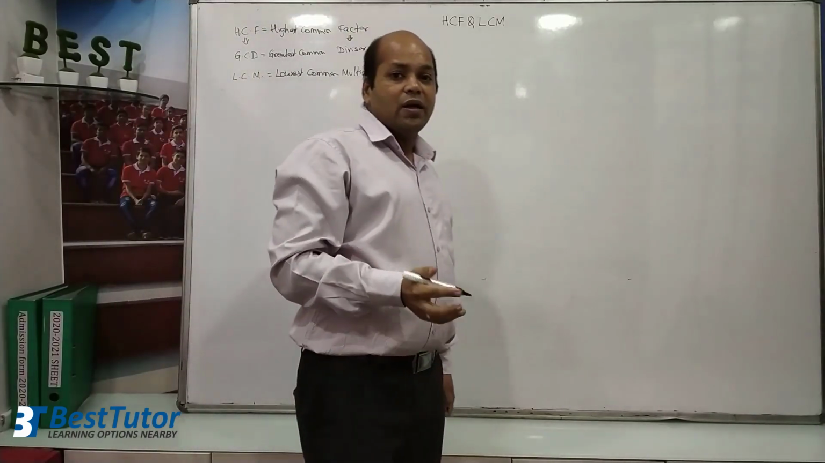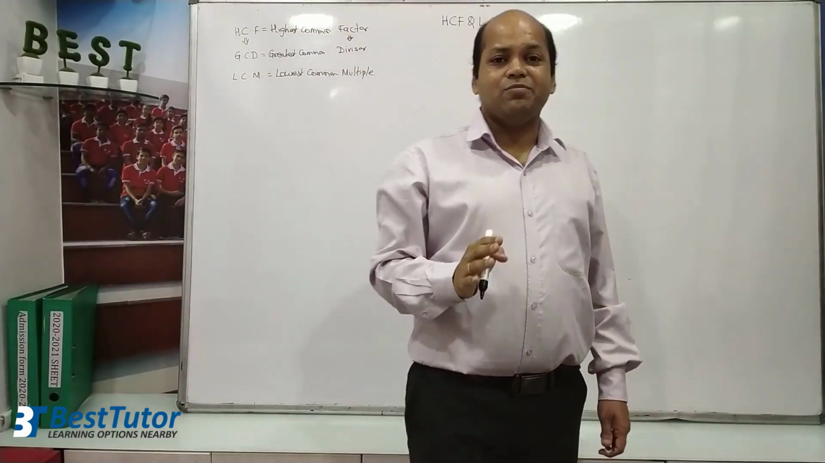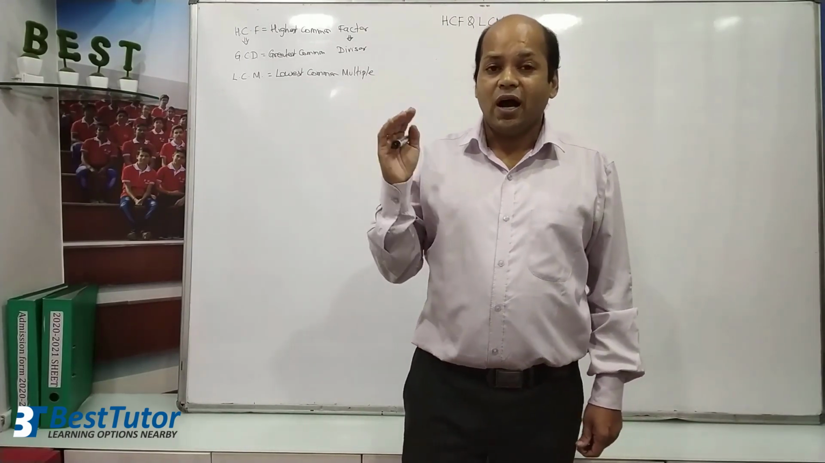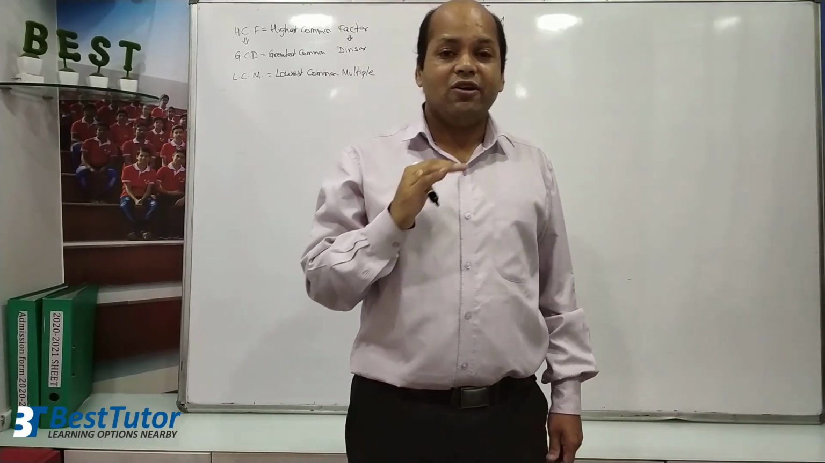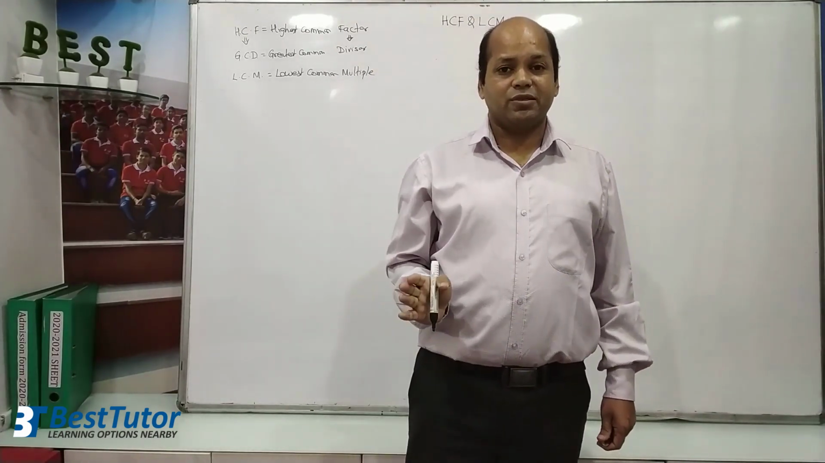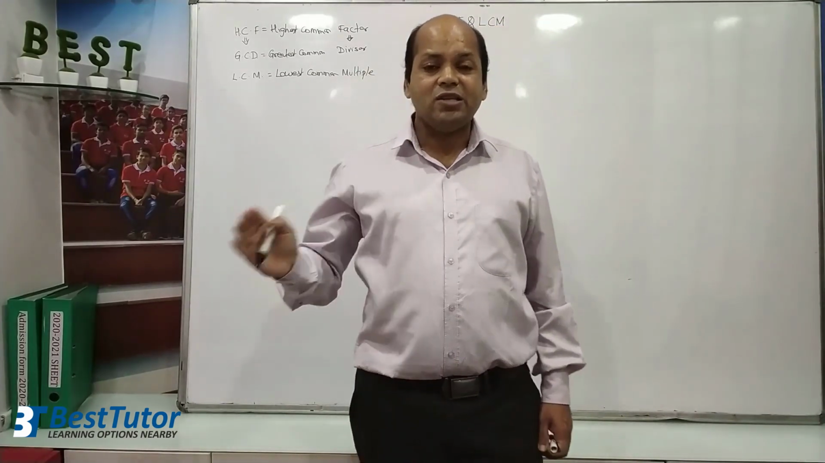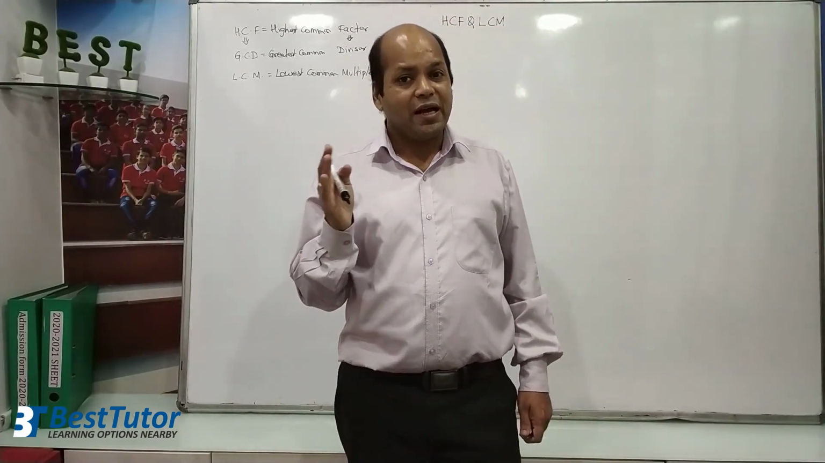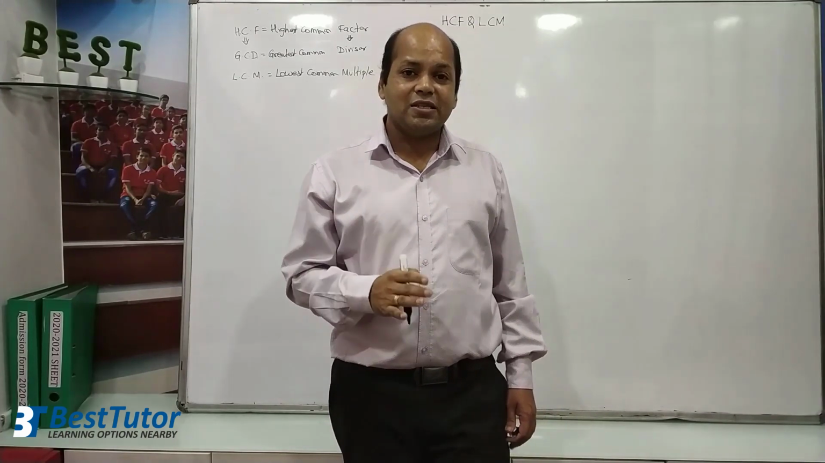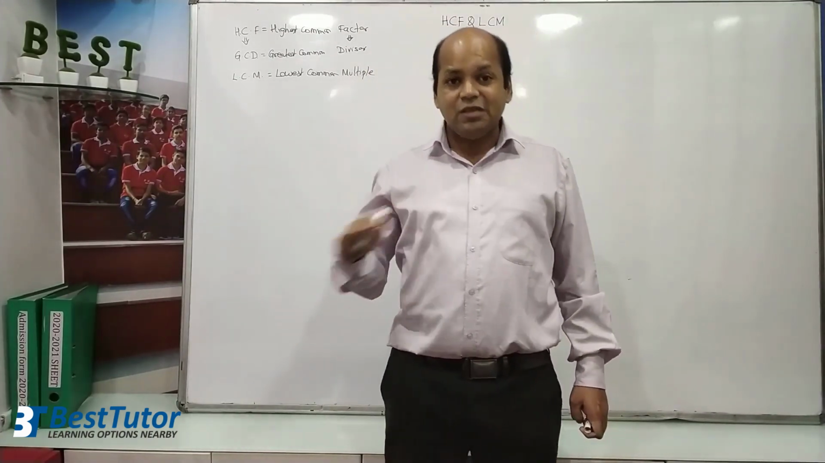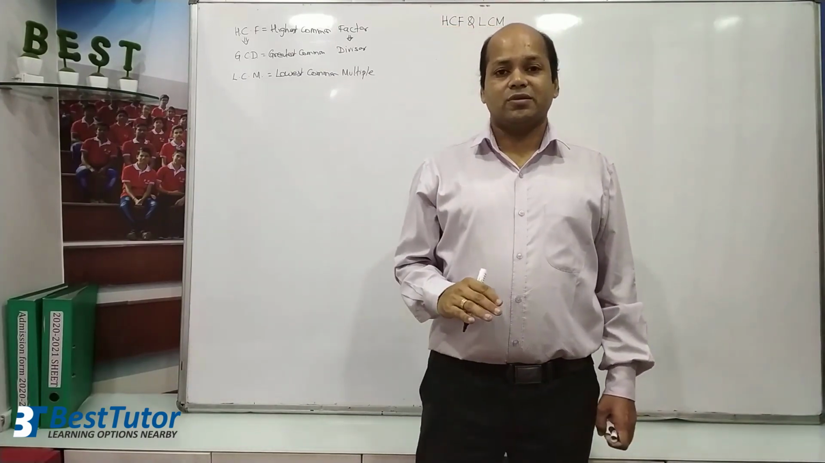Right. Now, I'll give you another way of knowing it in very simple words. What is HCF? Highest number that divides all the given numbers. I repeat, highest number that divides all the given numbers, that's the HCF. What is LCM? Smallest number divisible by all the given numbers.